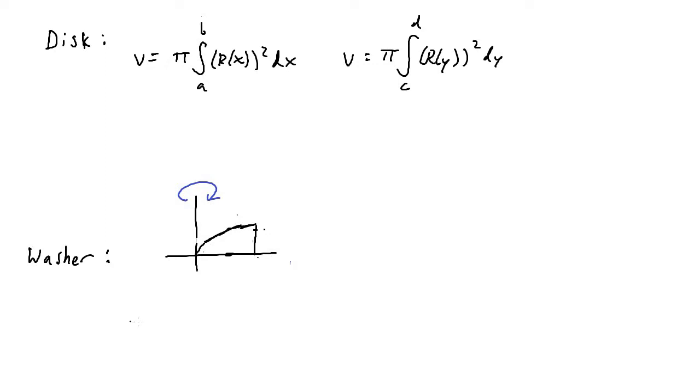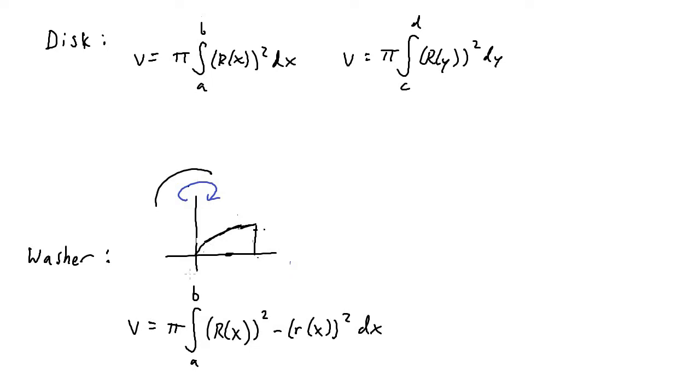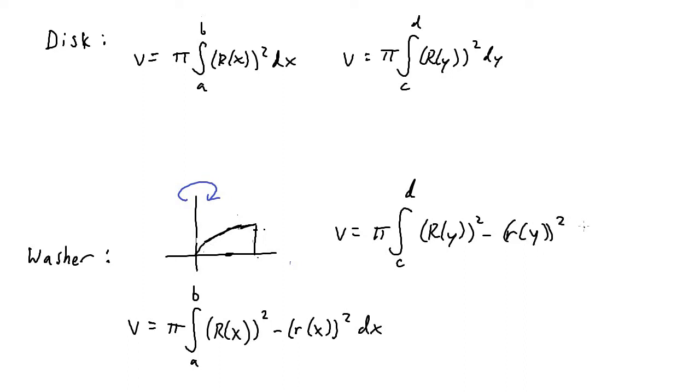Now the formula for the washer method is going to be volume equals pi times the integral from a to b of the outer curve squared. So the outer curve is just represented as capital R of x squared minus the inner curve, the lowercase r of x squared, times dx. And that's if we're rotating once again around a horizontal axis. But in this example, we're rotating around a vertical axis, so we just have to put everything in terms of y, where the volume equals pi times the integral from c to d of capital R of y squared minus lowercase r of y squared times dy.